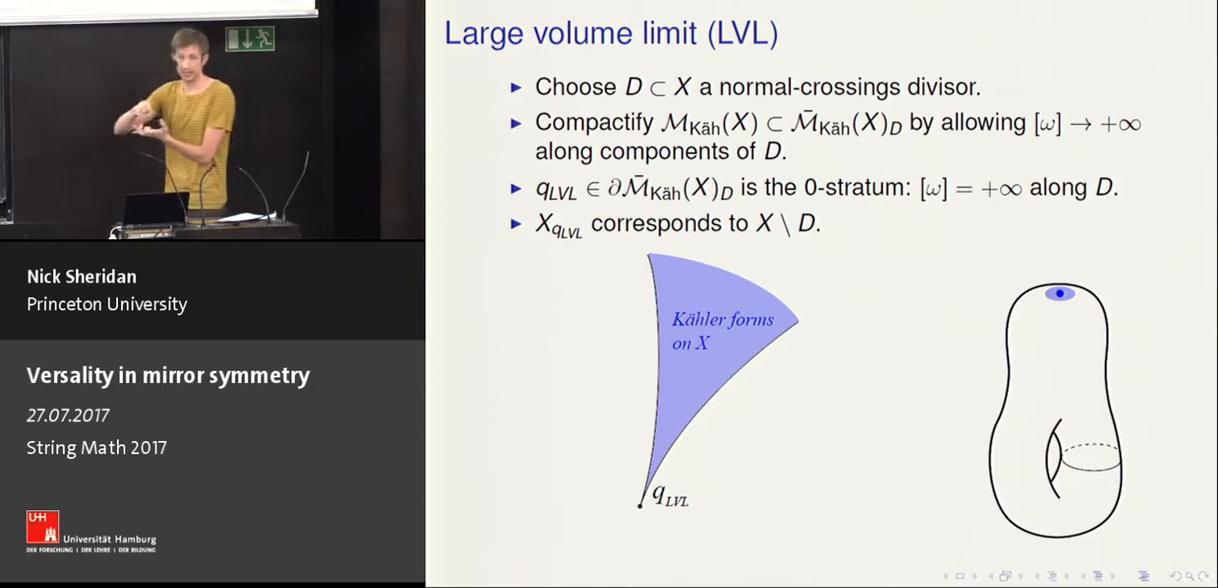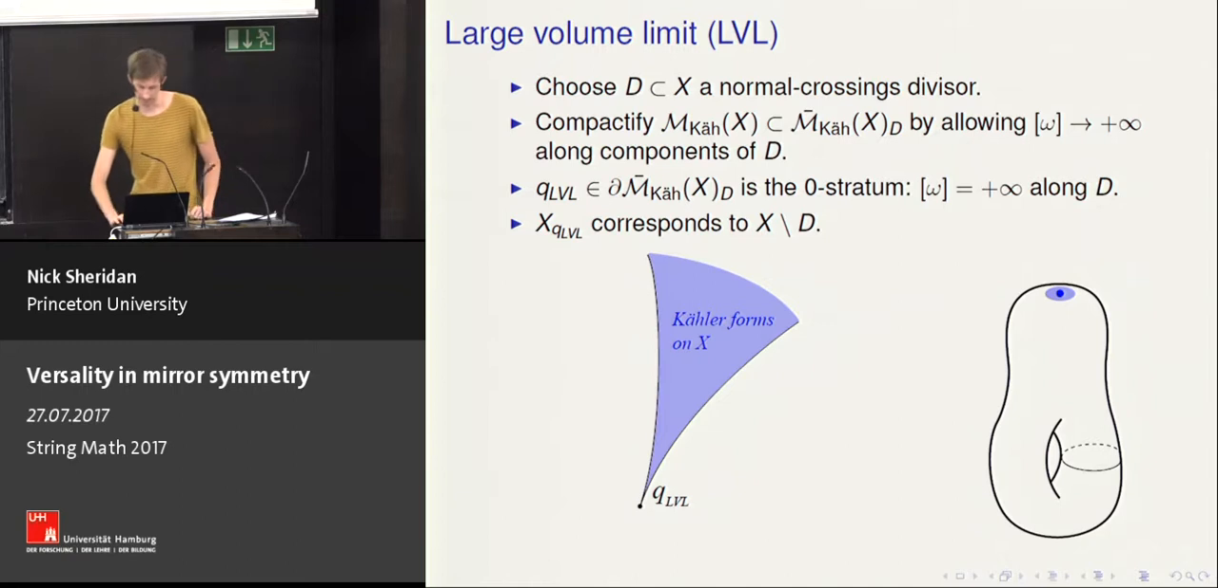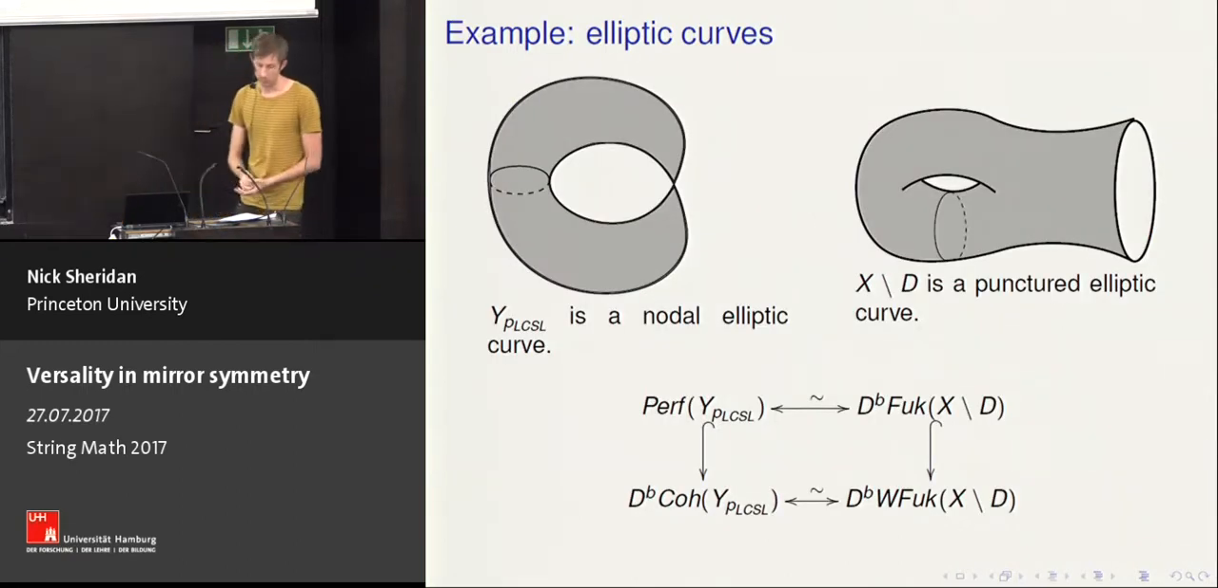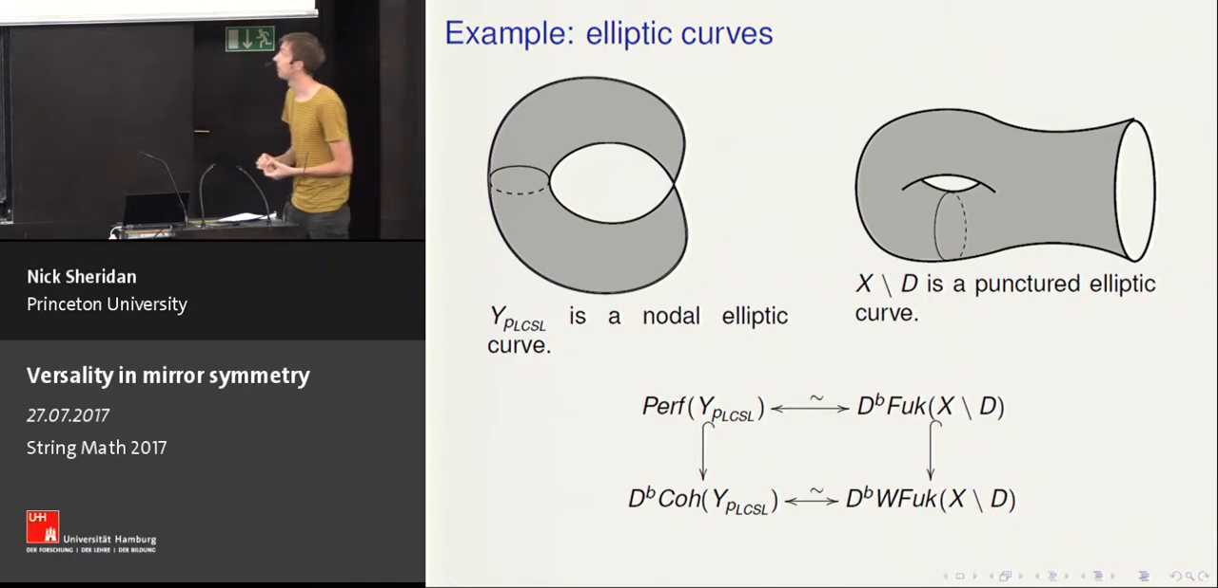And in particular, it kind of means that the divisor has, I don't know how you want to say, become infinitely far away, or anything passing through it has infinite energy. Anyway, we want to think of this large volume limit point as corresponding to X with this divisor removed, that symplectic manifold. So homological mirror symmetry makes sense over these boundary points in this compactification.